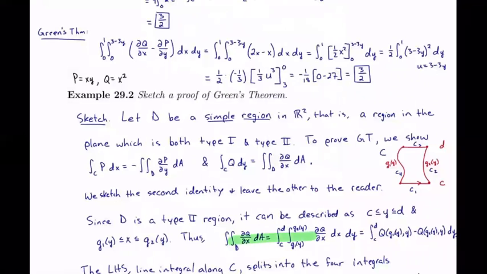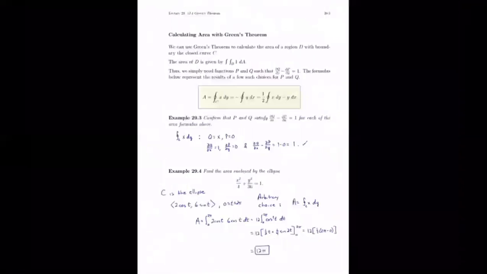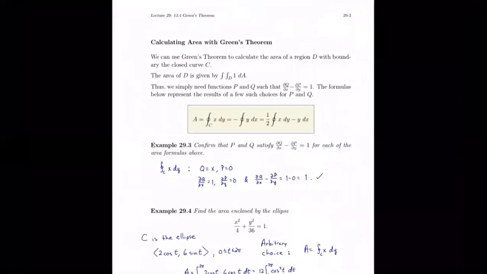I guess one key thing was to split both portions of it up and show two different identities to add together. Okay, let's get back to using it. We can calculate area with Green's theorem. That's kind of a nice fact about it.